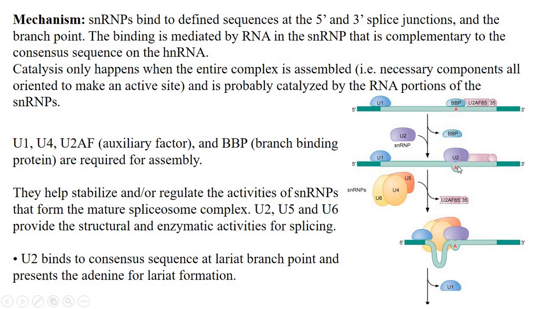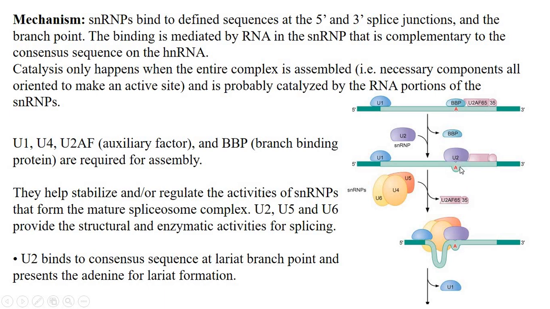Binding of this U2 to the branch site changes the structure, or provides this kink, in the RNA, so that this A is now outside. It just comes out of the double helix. So it makes this little bubble here.